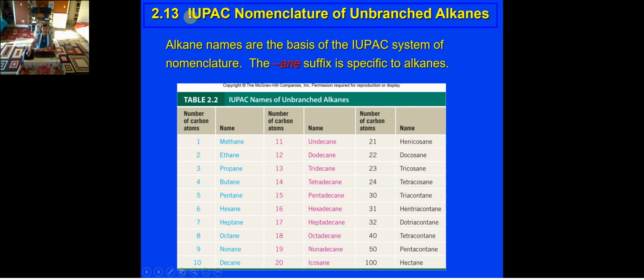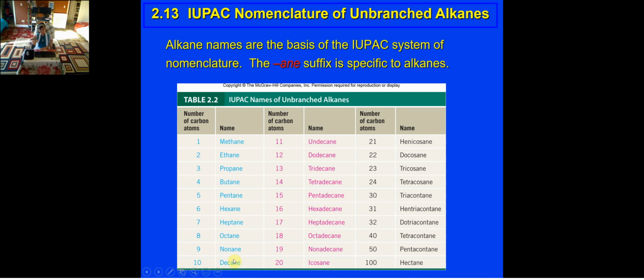Based on IUPAC nomenclature, the International Union of Pure and Applied Chemistry, first of all, you are going to find the number of carbons in the parent. So if you have 1 carbon, you call it methane. 2 carbon ethane, 3 propane, and then butane, pentane, hexane, heptane, octane, nonane, decane. That's for the first 10 carbons.